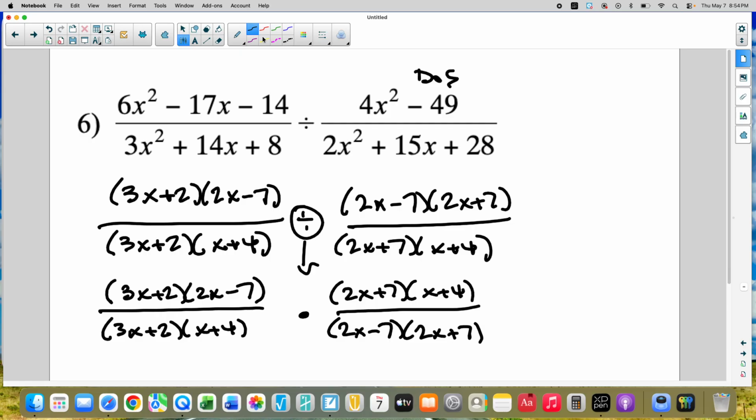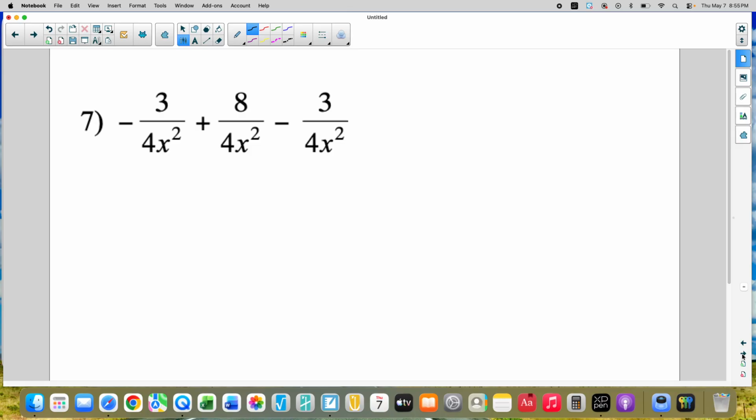And now we're going to cancel because everything is multiplying. So we have a 2x minus 7, 2x minus 7. We have a 2x plus 7. We have an x plus 4. We have a 3x plus 2 and a 3x plus 2. And remember, these cancels are equaling 1. So my answer is 1, not 0, 1. When everything cancels, it makes 1.